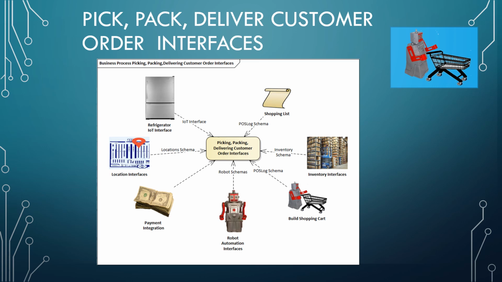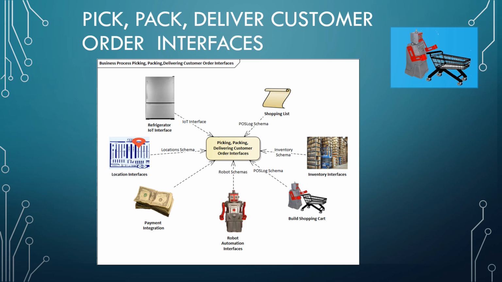We need an inventory. We need to know where they are. So you've got to have an inventory schema. We have to build a shopping cart, so we have another use for the POSLOG schema. Same here, the shopping list comes in, we add in location information and send that off to the robot.